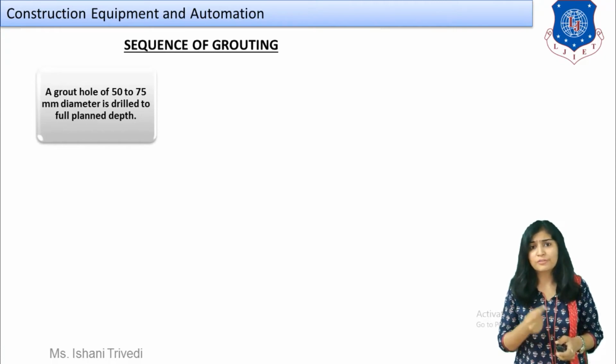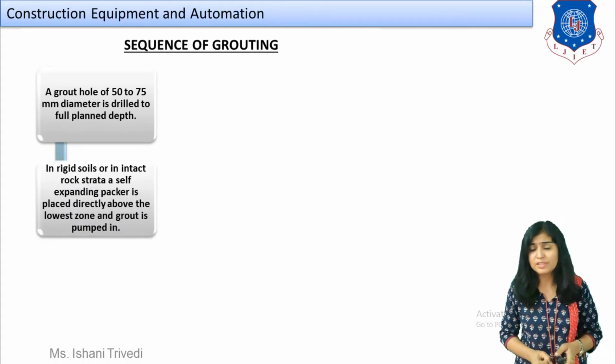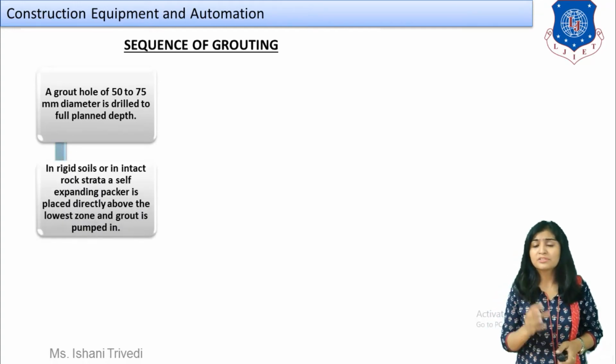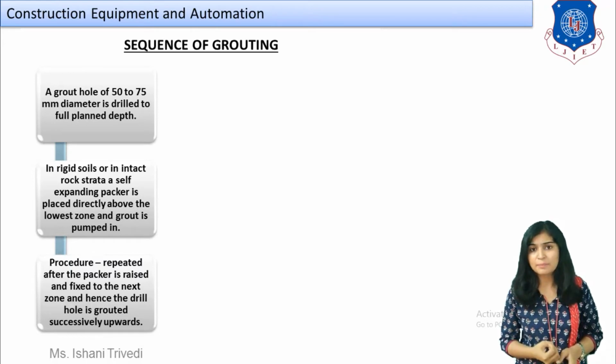So first of all, for grouting purposes, a grout hole of 50 to 75 mm diameter is drilled at the full planned depth. Till whatever depth you want to go, up to that, a grout hole of diameter 50 to 75 mm has to be drilled first. Then if you are talking about rigid soil or hard intact rocks, then what is required is a self-expanding packer. It is a material, right? It is placed directly above the lowest zone and the grout is pumped in. If you are talking about hard soil, then you will have to insert a packer inside.